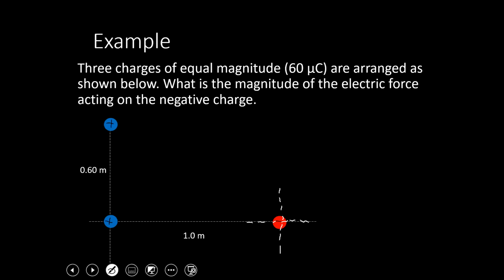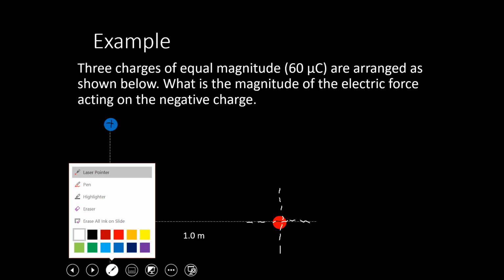Now, when we're talking about forces, remember, forces are really just another way of representing an interaction. So what's interacting with this negative charge? Well, this negative charge right here is interacting with this positive charge. Okay, so because it's positive and negative, we know that's going to be attractive. Okay, and it's also interacting with the other positive charge. Right? And again, because they're positive and negative, we know they're going to be attractive. So we have two attractive forces acting on this negative charge here. So let me draw these forces out.